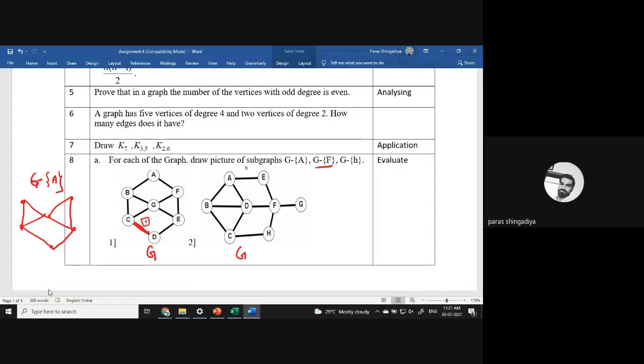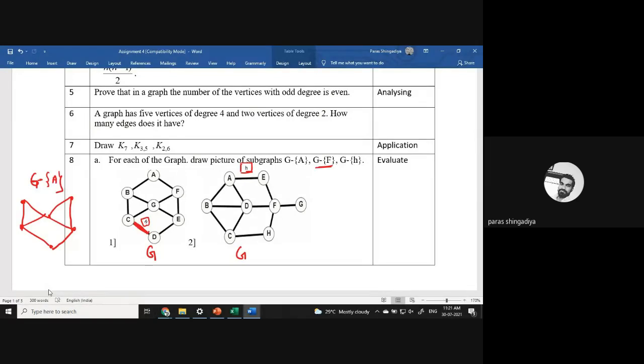And do the same for the second graph. Here, remove A and draw the remaining graph. Remove F and draw the remaining graph, and remove small h. h is in between A and E. H कहाँ पे mention है second graph में? In between A to E.